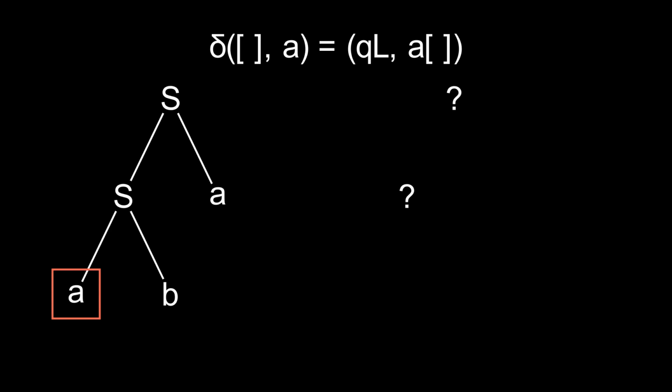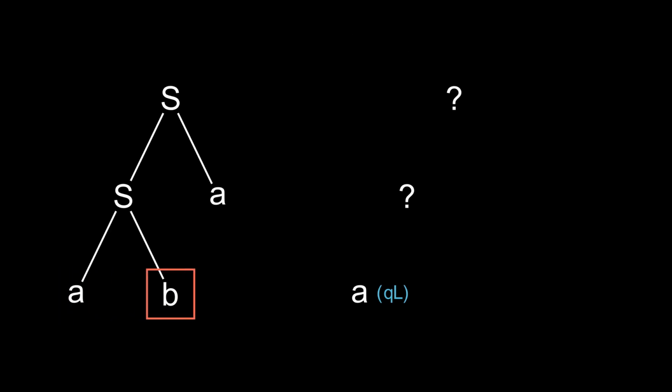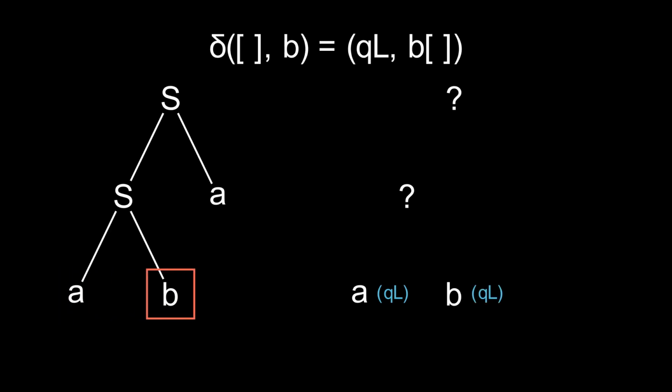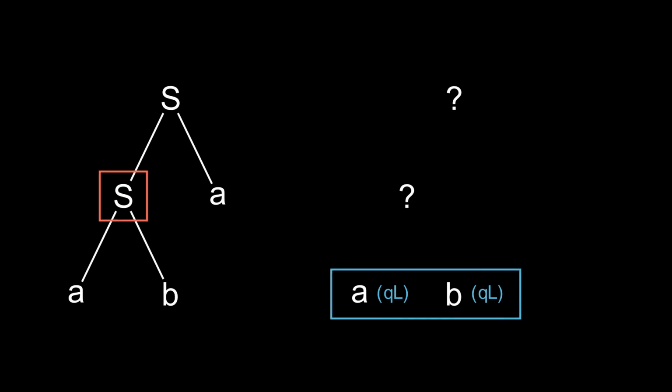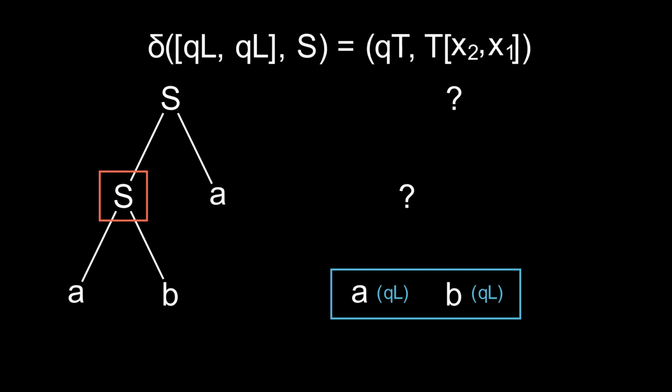According to our transition rule, when we have an A with no children, we output a tree with just A and the state QL. Now we can move on to the sister node. We have a similar rule outputting a B with state QL. Since we have the output states for the children of that lower S, we can now go back to compute its output. When we pass this list of states and the S to the transition function, we get the T tree containing the reversing variables along with the state QT.